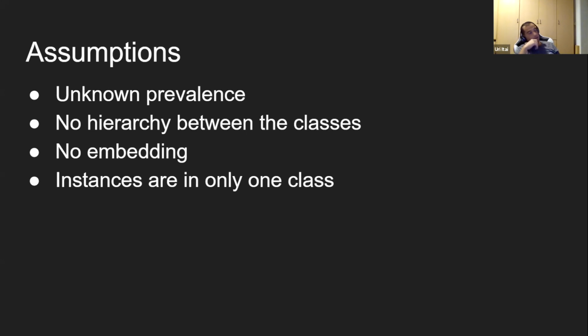Another assumption is that nobody tells me any hierarchy. I don't know that there are two classes that I can cluster together, and I don't know anything about that. Another thing is that I don't know any embedding, which, as we talked about earlier, is the case in many instances. And another assumption is that every instance is in only one class. Unlike computer vision, where you can have pictures that contain both a dog and a cat, we assume here that this is not the case.